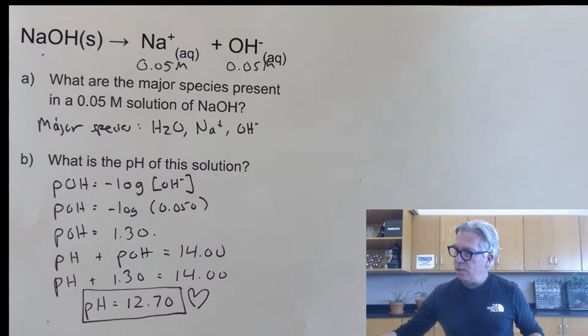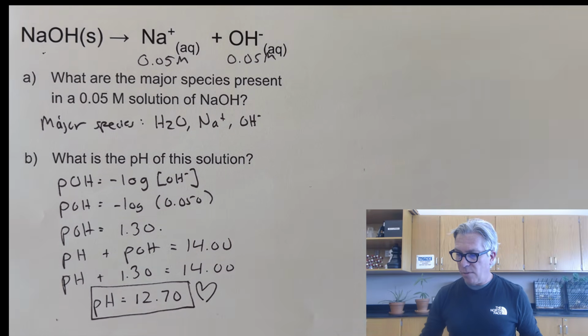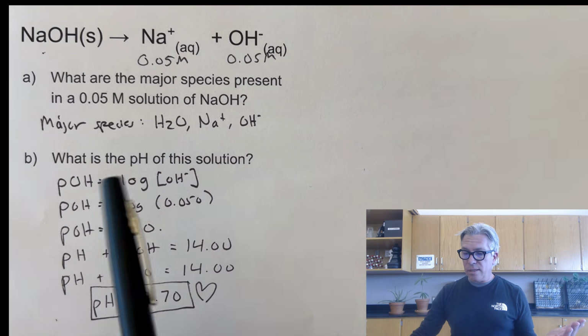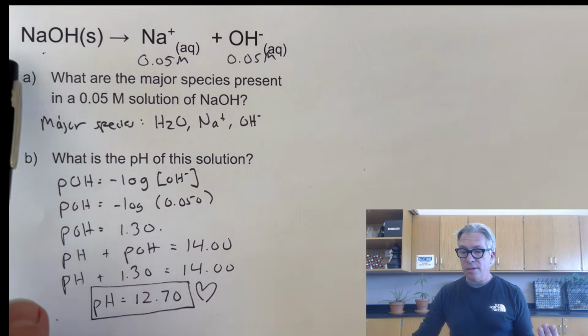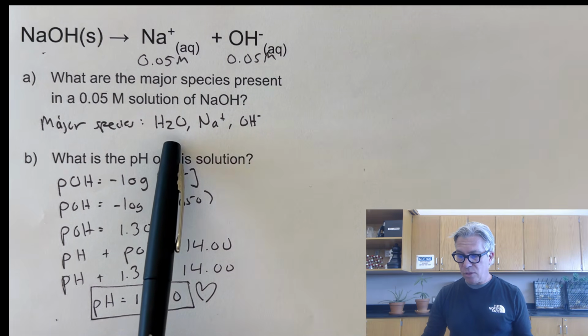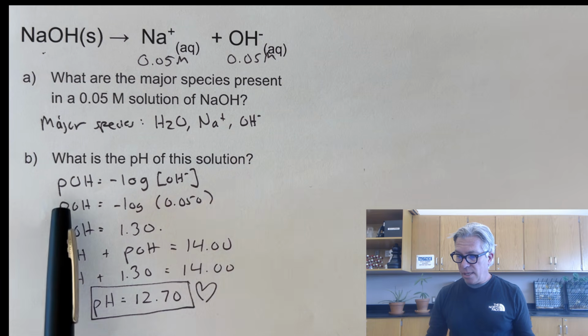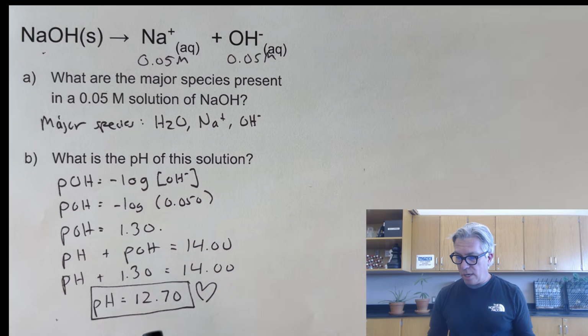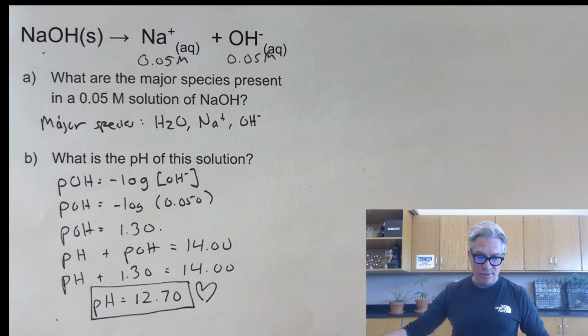What are the major species present in a 0.05 molar solution of sodium hydroxide? Once again, realize that there's going to be none of those left over. They're not together anymore. They've all dissociated along with some water. Those are our major species. The pOH is the negative log of its concentration. That's 1.30. Subtracting from 14 gives me 12.70.